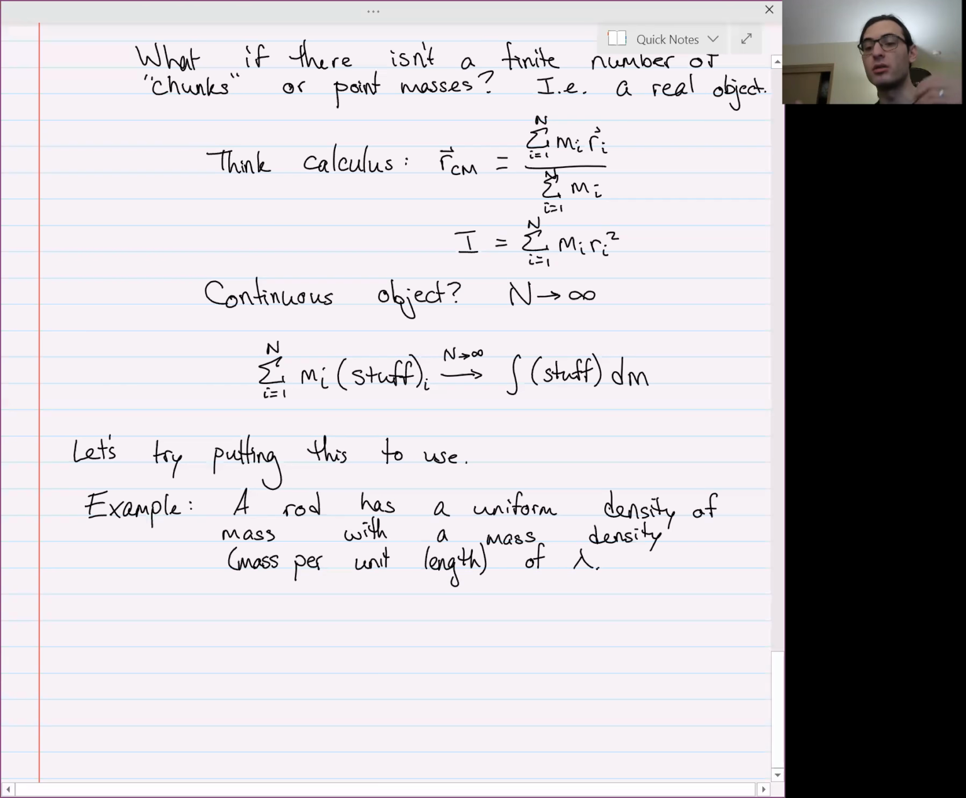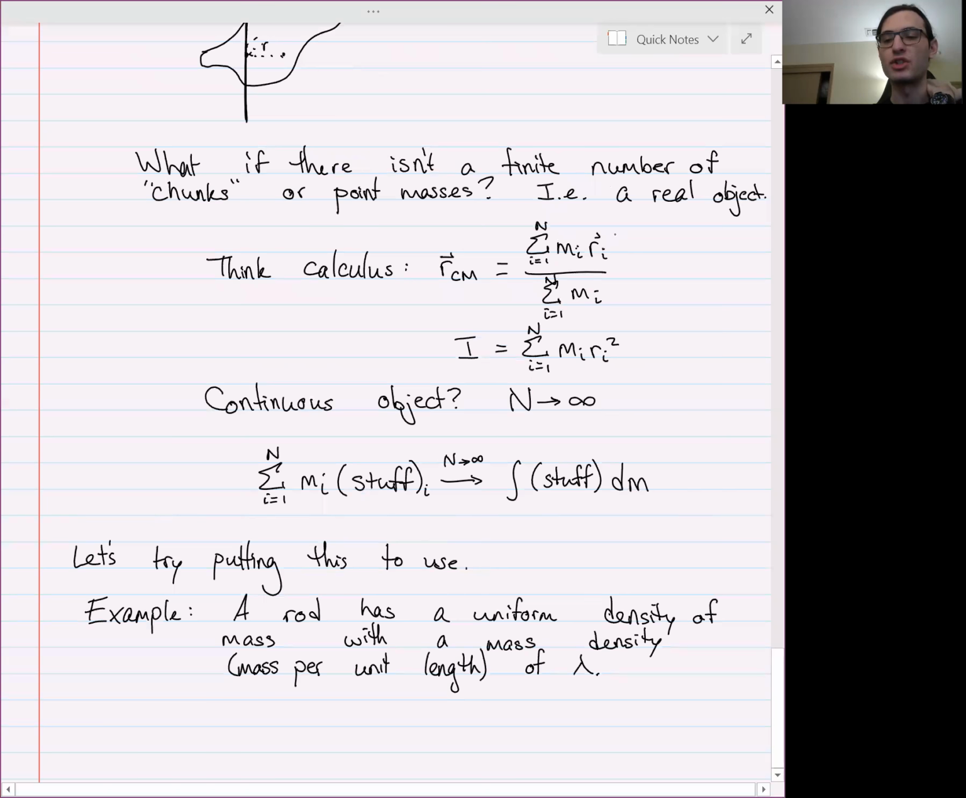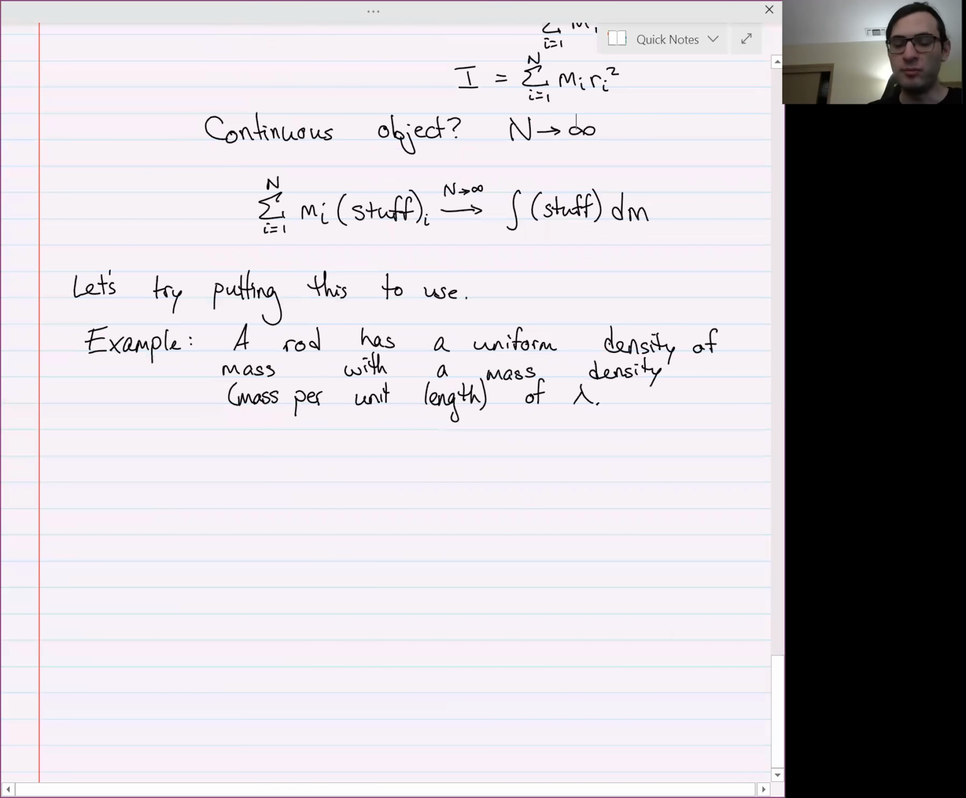It's just some formula. Like in the case of R_CM, it would just be multiplied by the vector r_i. In the case of moment of inertia, it would be multiplied by the number r_i squared. Any time that you could write a sum over m_i times some formula sub i, you can replace that with an integral. So let's start by doing some analysis here.